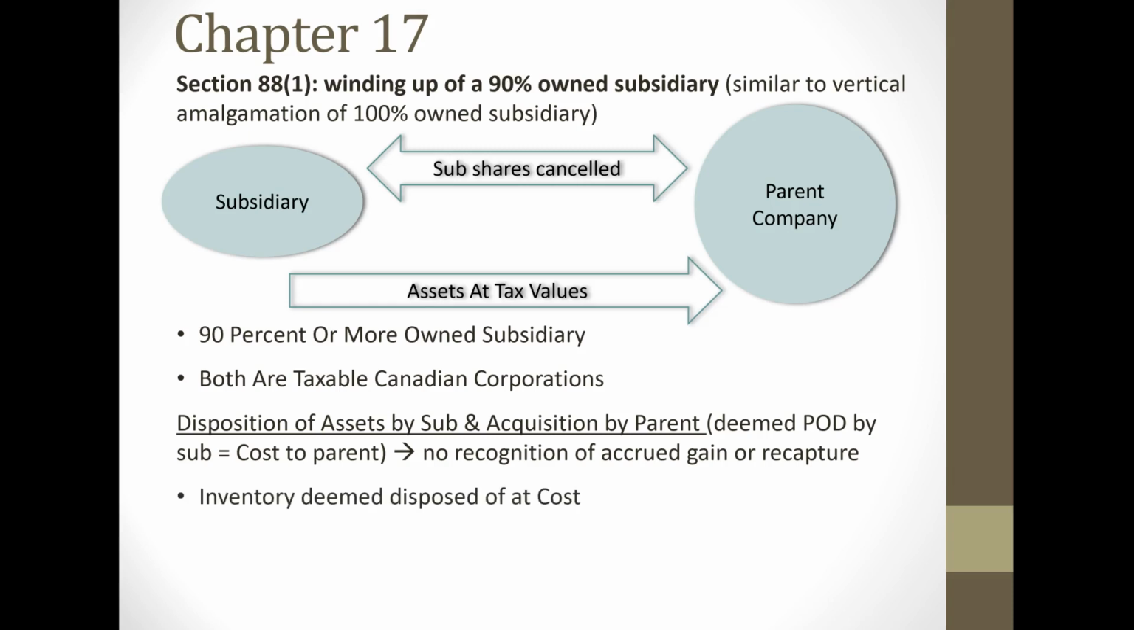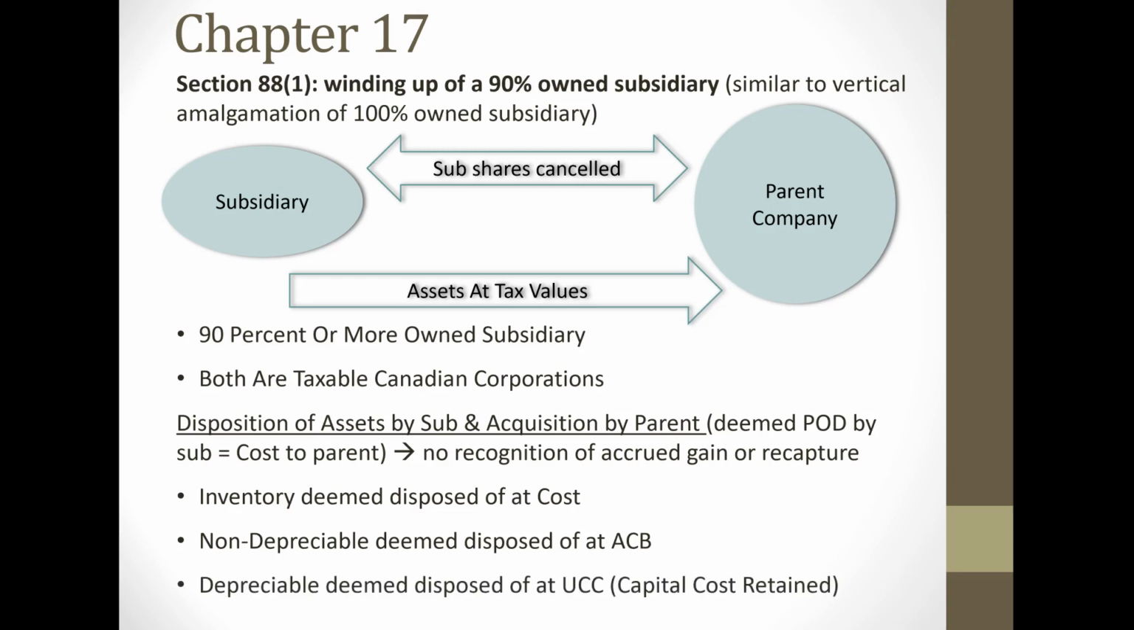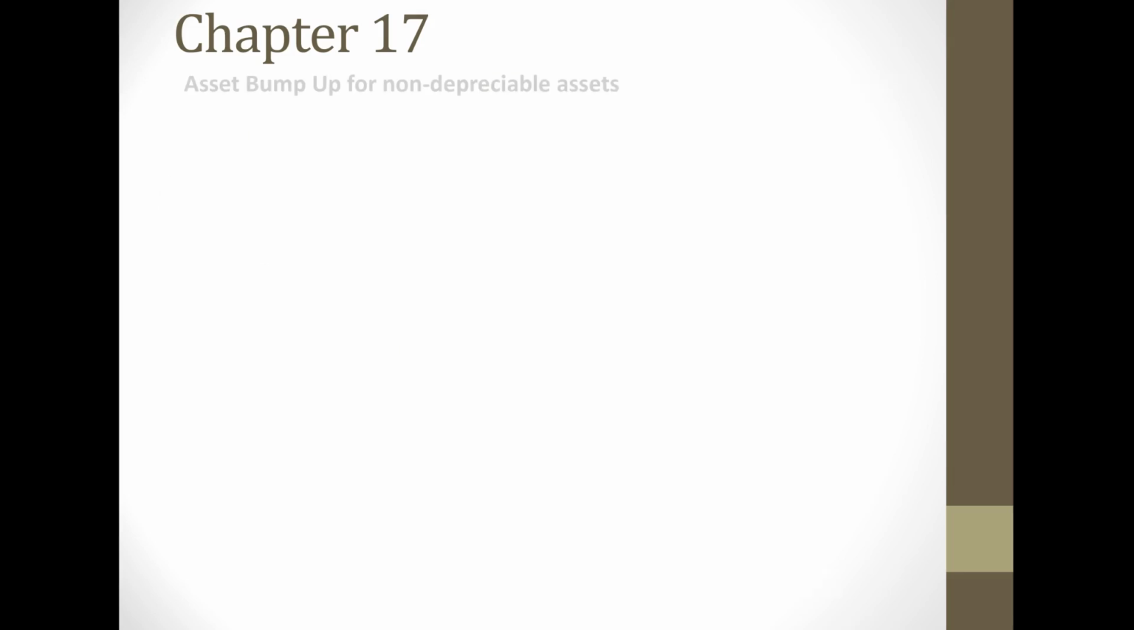The inventory is going to be deemed to have been disposed of at cost by the subsidiary, so no gain needs to be recognized. The non-depreciable assets will be deemed to have been disposed of at cost as well, and depreciable assets will be deemed to have been disposed of at UCC. Now, the capital cost will be retained for any recapture and capital gains purposes. Moving on to the next slide.